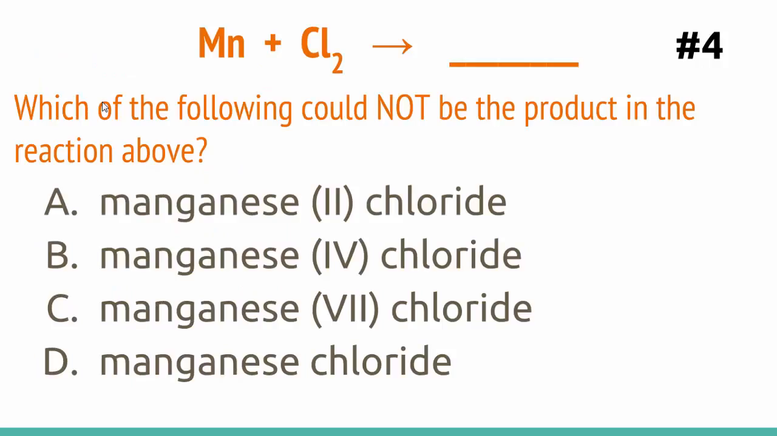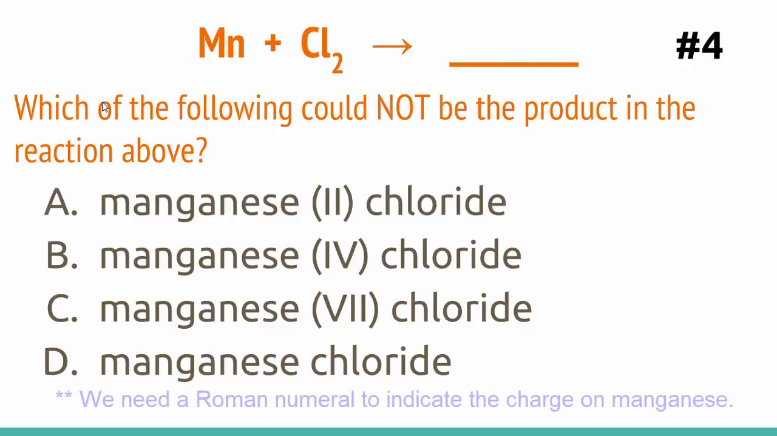Number four, manganese and chlorine will combine to produce what? Well, manganese chloride certainly, but what is it? Manganese 2, manganese 4, manganese 7. All of those are options for manganese. If you look at the periodic table, manganese takes on many oxidation numbers, including 2, 4, and 7. What you wouldn't want to do is simply say manganese chloride without a Roman numeral, because that's not appropriate. We need to know what the oxidation number you're designating on it would be. And so you might choose 2 or 4 or 7.